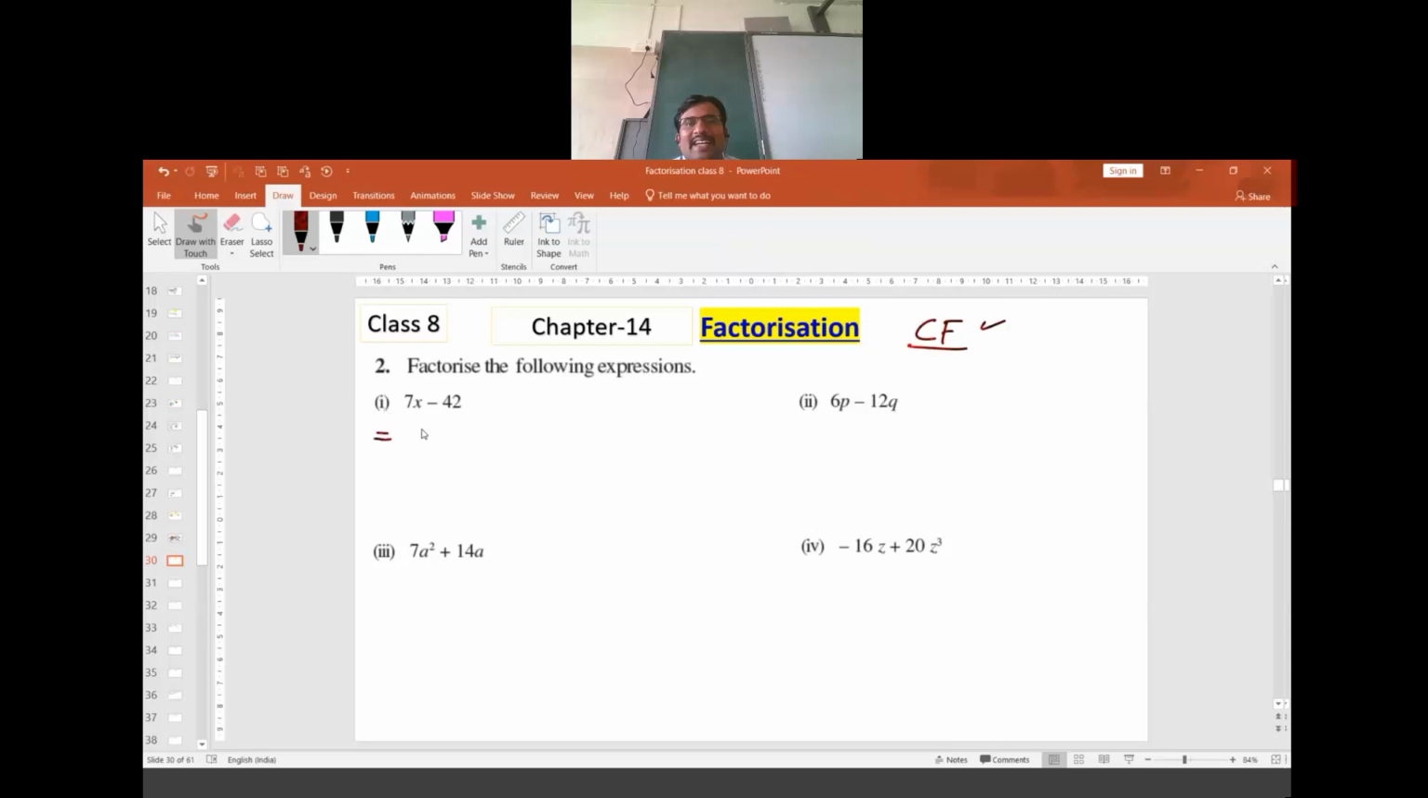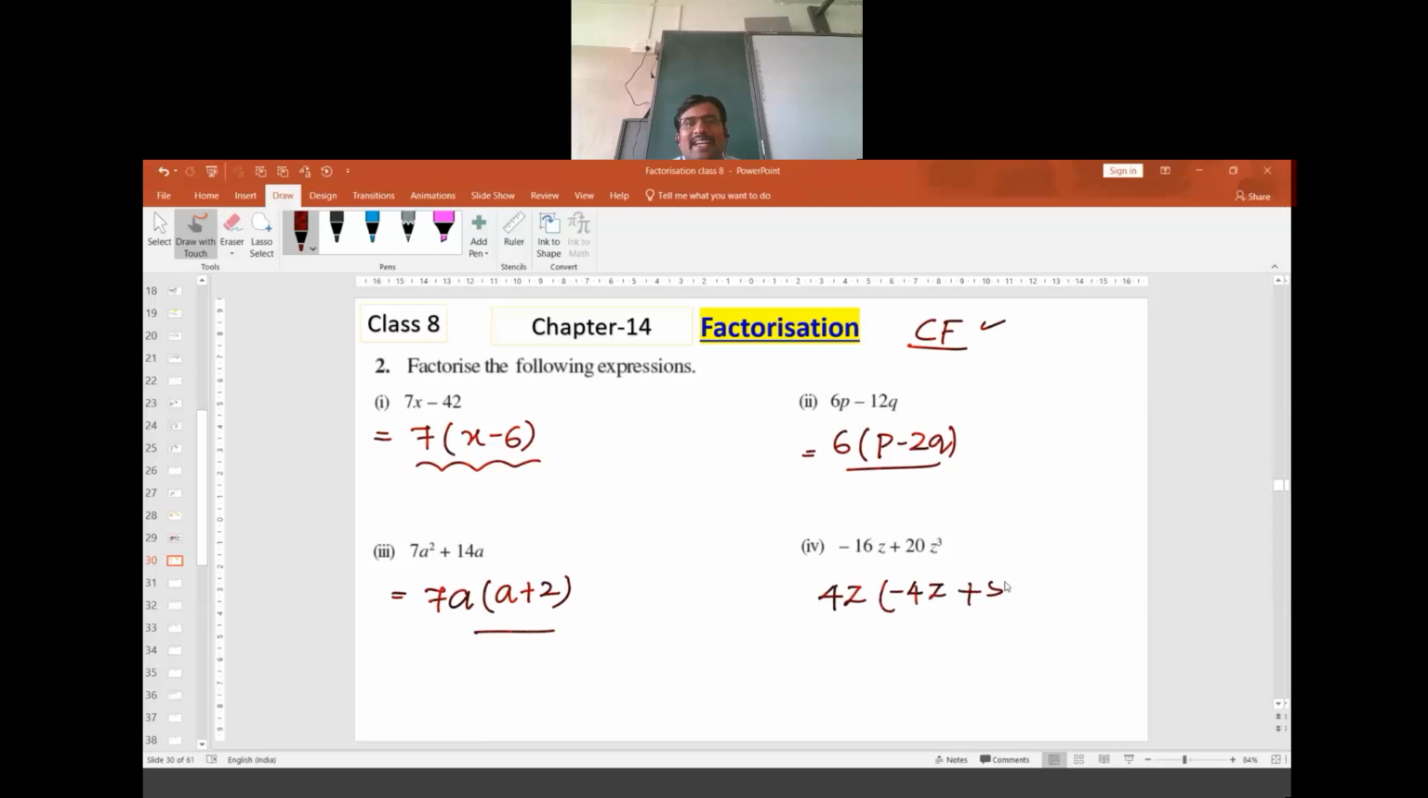Here 7 can be common factors. 7 into x minus 6 is the answer. In this, 7 taken common, bracket x minus 6. Here 6 and p minus 2q. 6 times p minus 2q. In this, 7a common: 7a times a square plus 2a plus 4. Yes, sir. In this, plus 4z, minus 4xz.